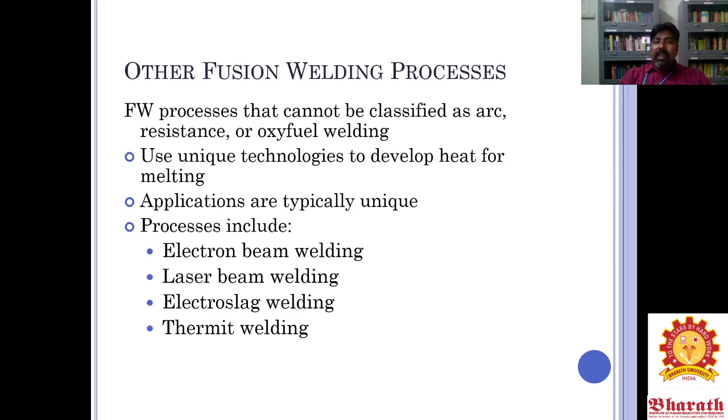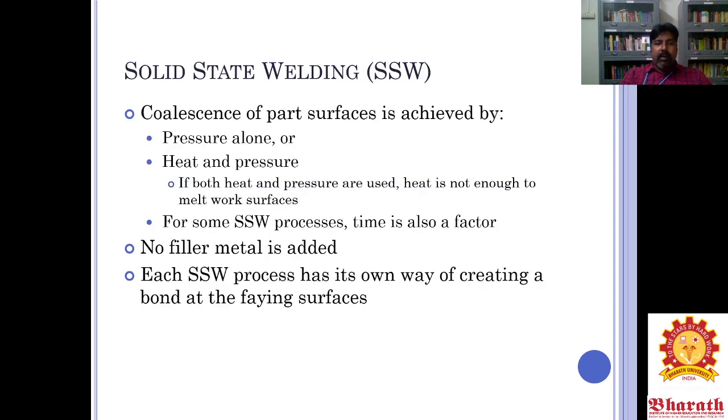So we have a lot of fusion welding processes. We studied four or five techniques, but we have some other topics like electron beam welding, laser beam welding, electro slag welding, then thermite welding. So we can see those in future classes, right? And now come to the solid state welding process.